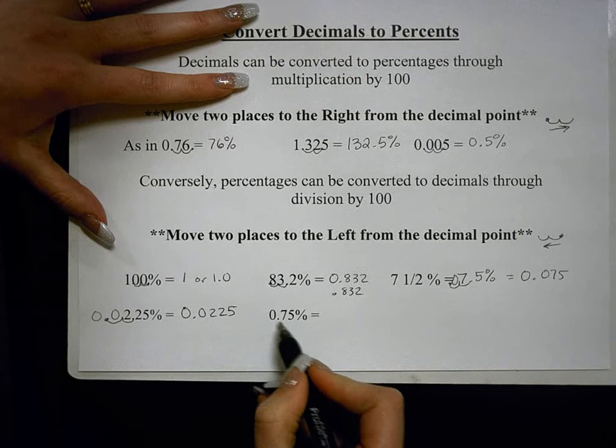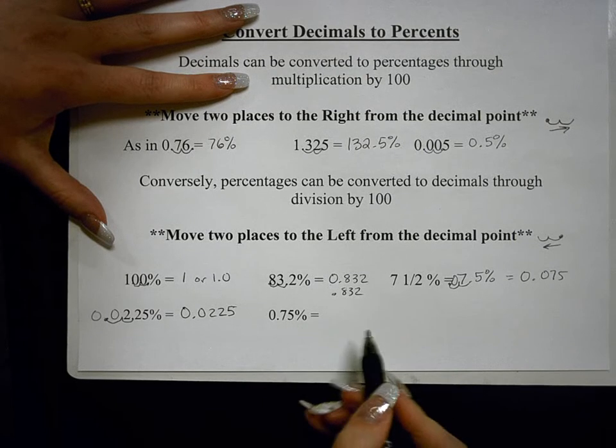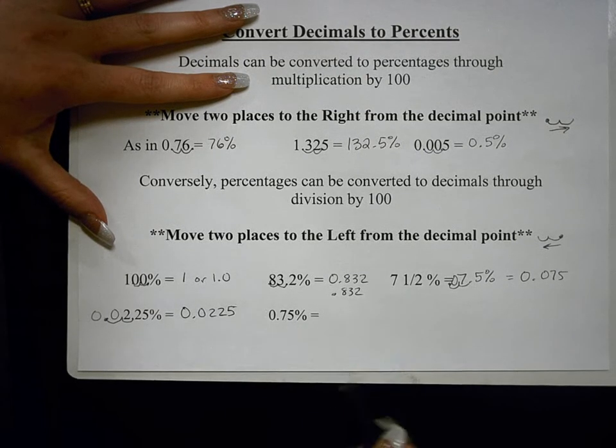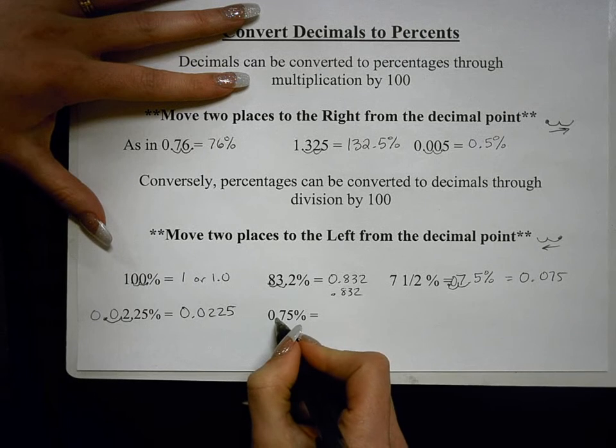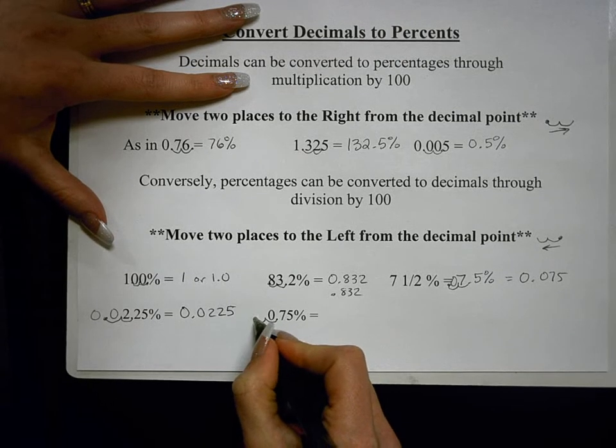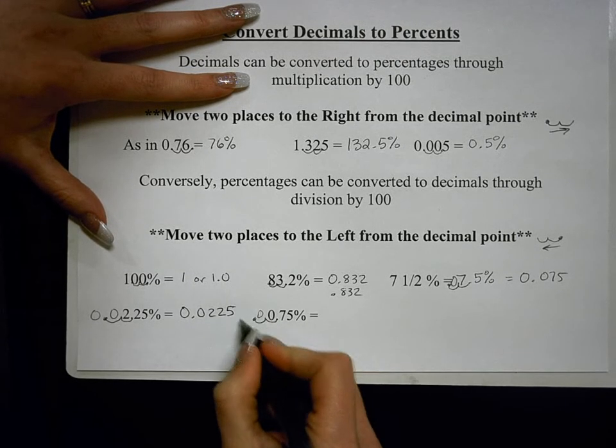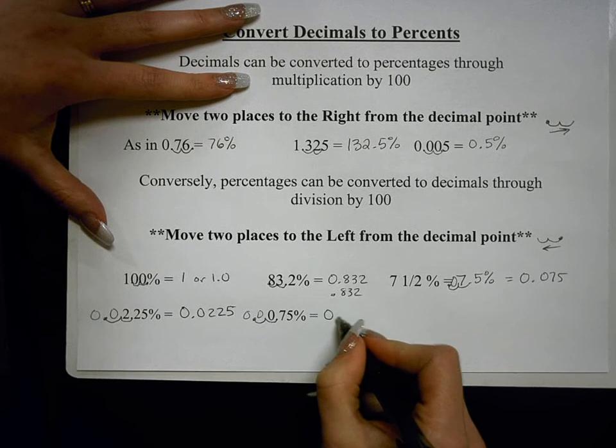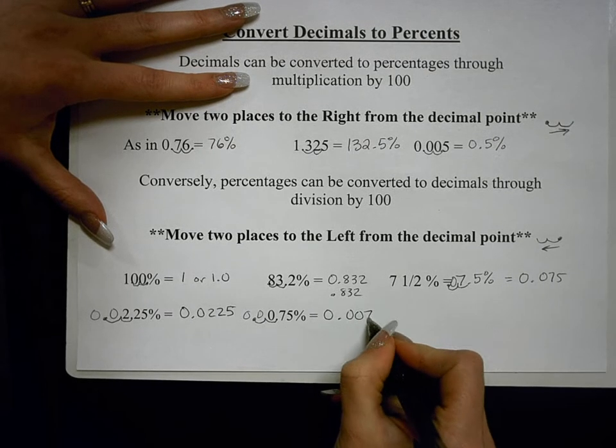And lastly, 0.75%. Now this is 3/4 of 1%, so it's very small. We're going to convert this to a decimal, move 2 places to the left, put a 0 there, another 0 there, and we end up with 0.0075.